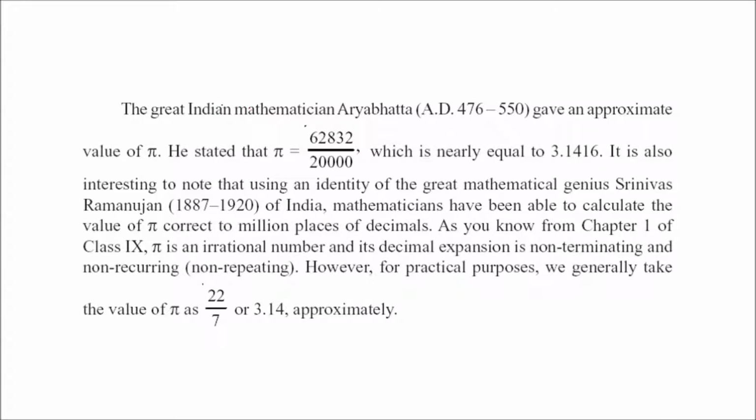Well, in fact, the great Indian mathematician Aryabhatta gave an approximate value of pi. He stated pi equal to 62832 by 20,000, and it was nearly 3.1416. And then the other genius, Srinivasa Ramanujan, a mathematician, calculated the value of pi to a million places of decimal. As we have known, pi is an irrational number and the decimal expansion is non-terminating and non-recurring. So for calculation purposes, we are going to use 22 by 7 and 3.14 for pi.